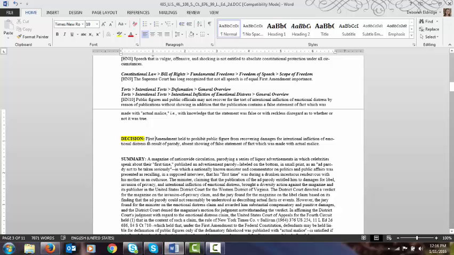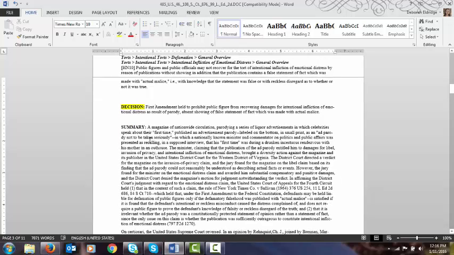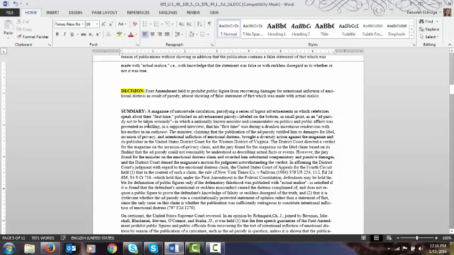Again, the decision is your holding, and your holding always mirrors your issue. So if your decision is "First Amendment held to prohibit public figures from recovering damages" and so on and so forth, you know that your issue is going to be phrased in a similar way, but it's going to be asking the question, whereas the decision is actually answering the question word for word. Now we have the summary.